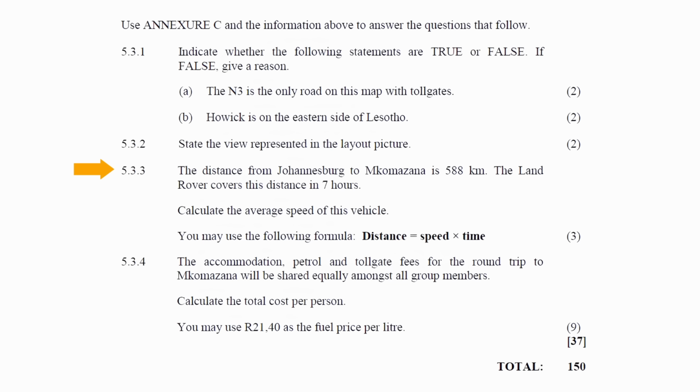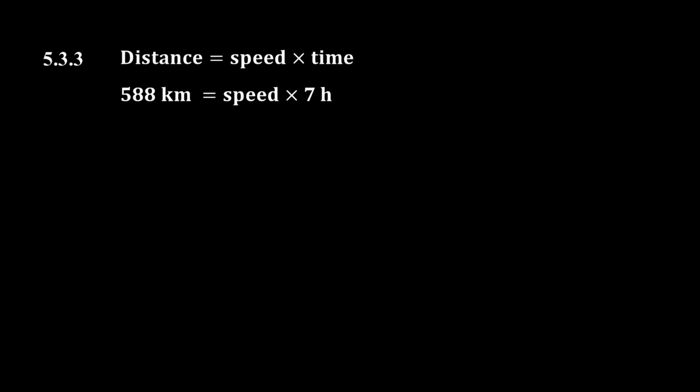In question 5.3.3, it is stated that the distance from Johannesburg to Mkomazana is 588 kilometers. The Land Rover covers this distance in 7 hours. You have to calculate the average speed of this vehicle. You may use the following formula. Distance equals speed multiplied by time. Substituting the values of distance and time into the given formula will give us the equation 588 kilometers equals speed multiplied by the time of 7 hours.